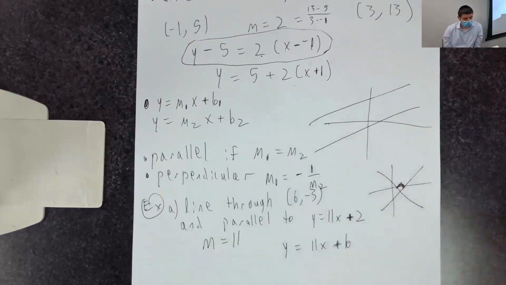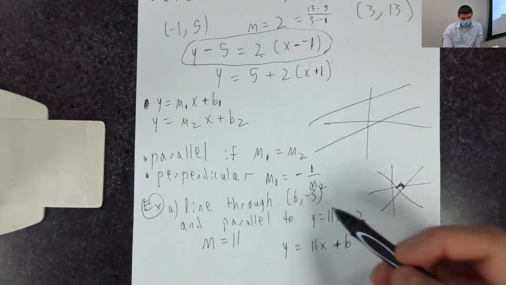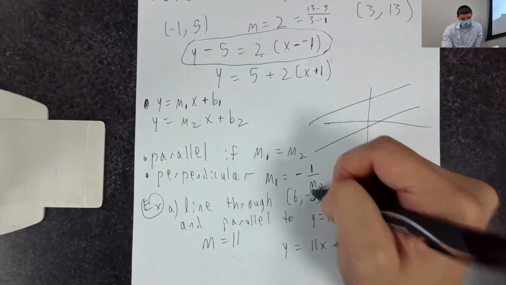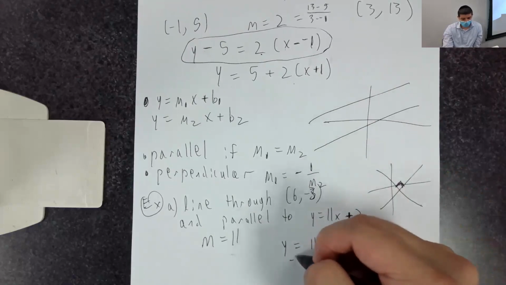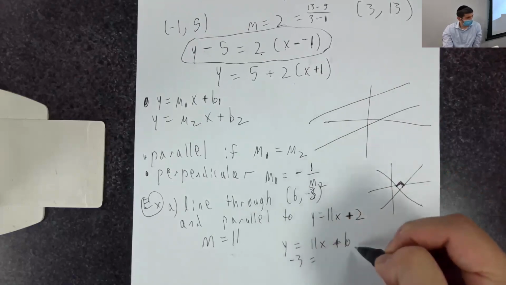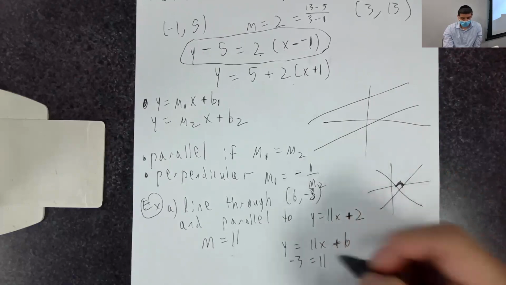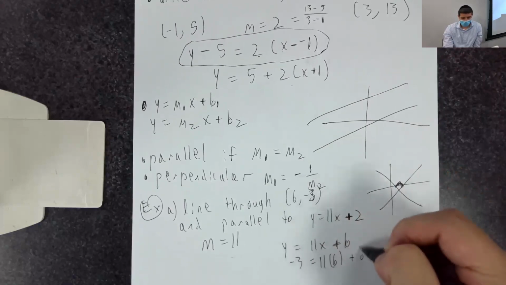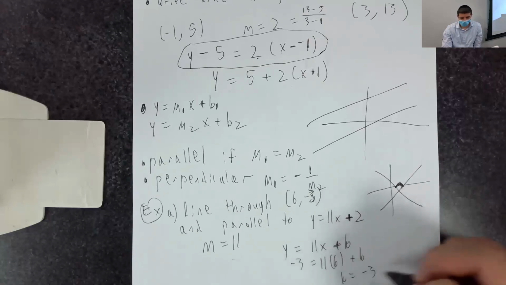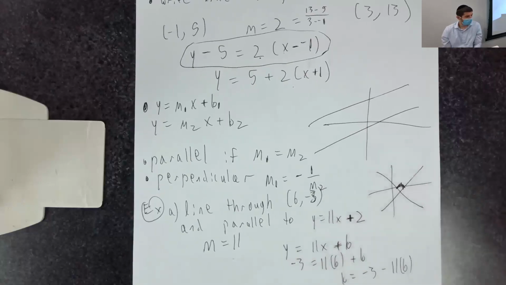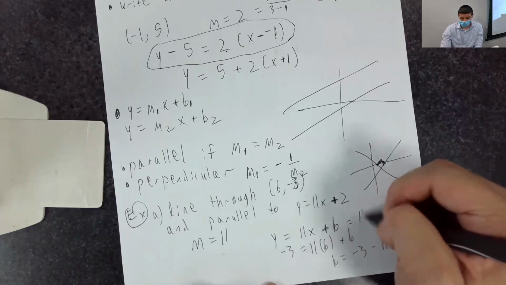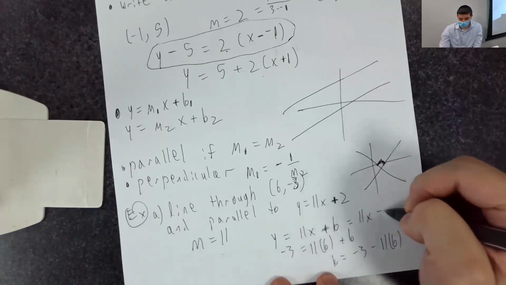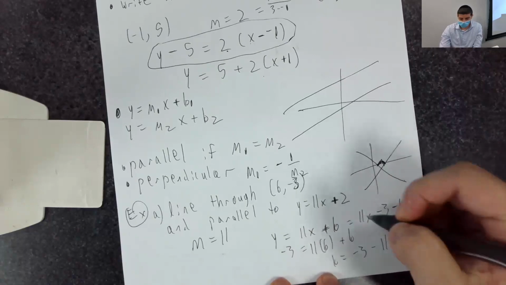Okay, so you want to use this formula, 11x plus b. You could use that. It's a little bit more work, because then you have to find b. So you plugged in -3 and 6, because you have to find b, right? 11 times 6 plus b, then b is equal to -3 minus 11 times 6. Is that what you did? Okay, so you could do that. So then it's y equals 11x, then -3 minus 66.